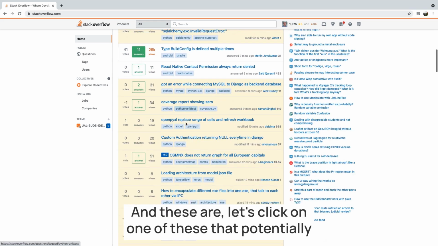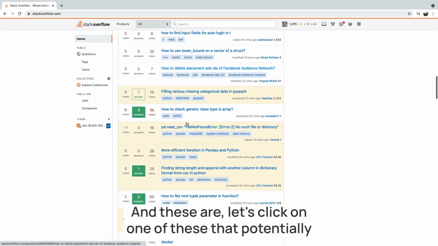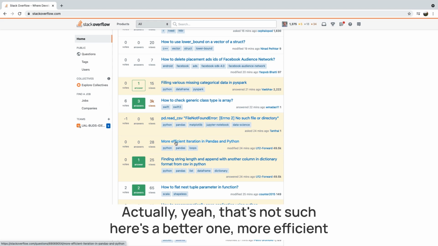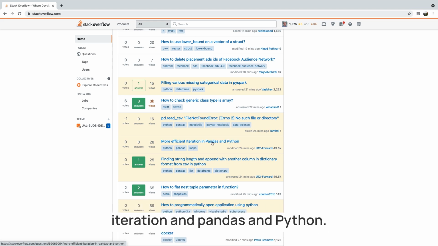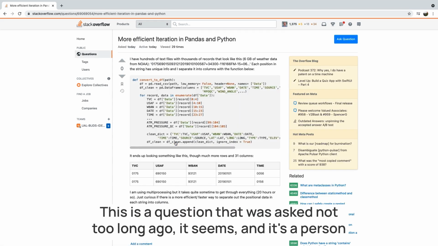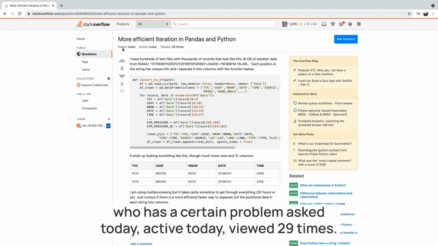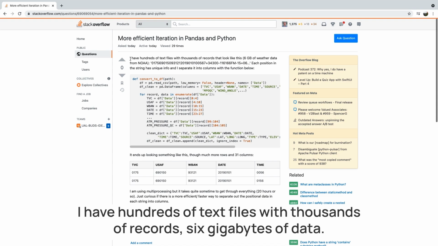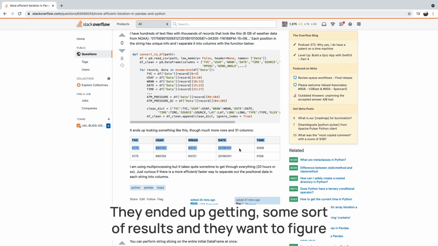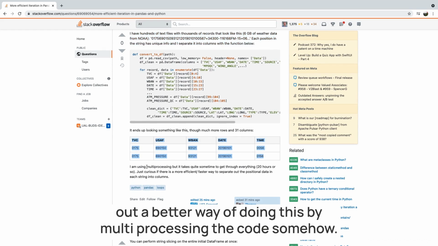Let's click on one of these. Here's a better one: More efficient iteration in pandas and Python. This is a question that was asked not too long ago, it seems. It's a person who has a certain problem, asked today, active today, viewed 29 times. I have hundreds of text files with thousands of records, 6 gigabytes of data. This person has this chunk of code. They ended up getting some sort of results, and they want to figure out a better way of doing this by multiprocessing the code somehow.